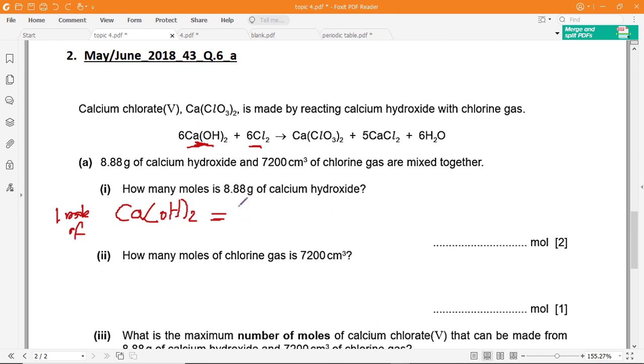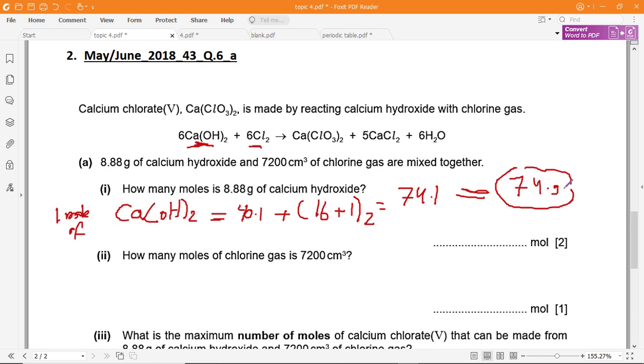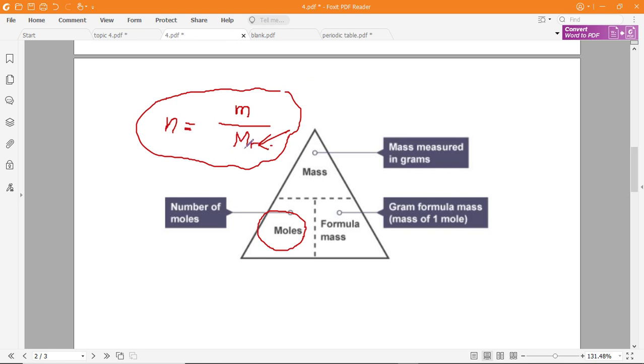So I substitute now calcium, which is 40.1, plus O, which is 16, plus H, which is 1, times 2. Okay, so finally it will be 74.1, or you can round it off to only 74 grams. So this is now the molecular mass, which is Mr. Again, guys, I calculated now Mr, this one down. So finally we can calculate number of moles.